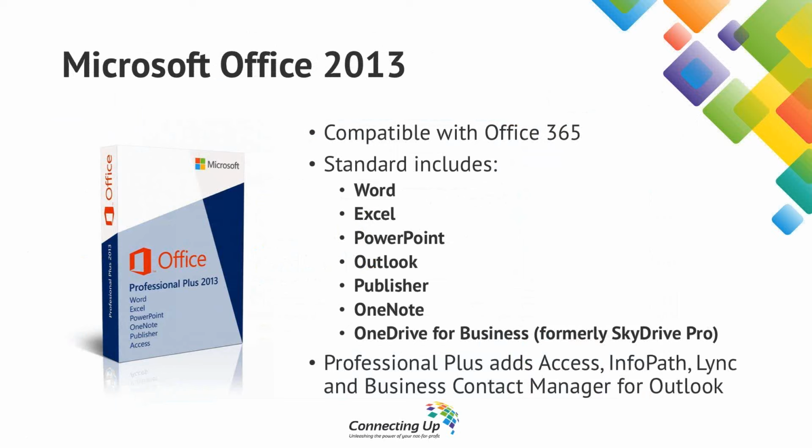Now, there's two versions available. There is the standard version and the Professional Plus version. Standard includes Word, Excel, PowerPoint, Outlook, Publisher, OneNote, and OneDrive for Business. Pretty much everything that most organizations need. Now, for some organizations, you may have Access databases, you may be using Lync for video conferencing, you may need Business Contact Manager for Outlook. Those come as part of Office Professional Plus 2013. So if you do need those additional pieces of software, then I recommend you order the Professional Plus version of Office.